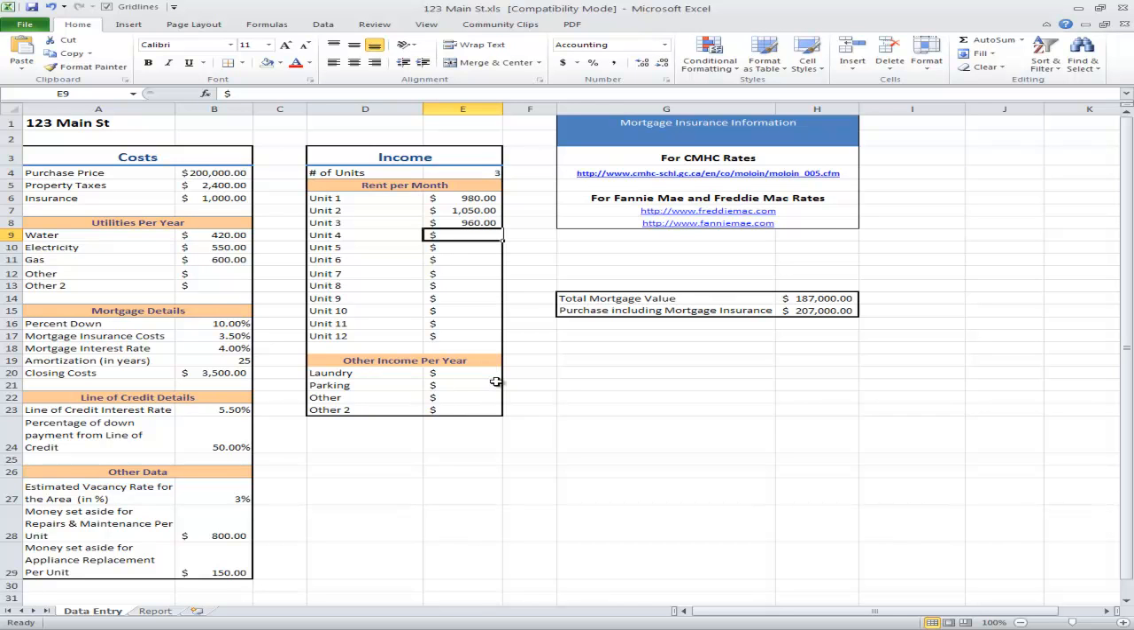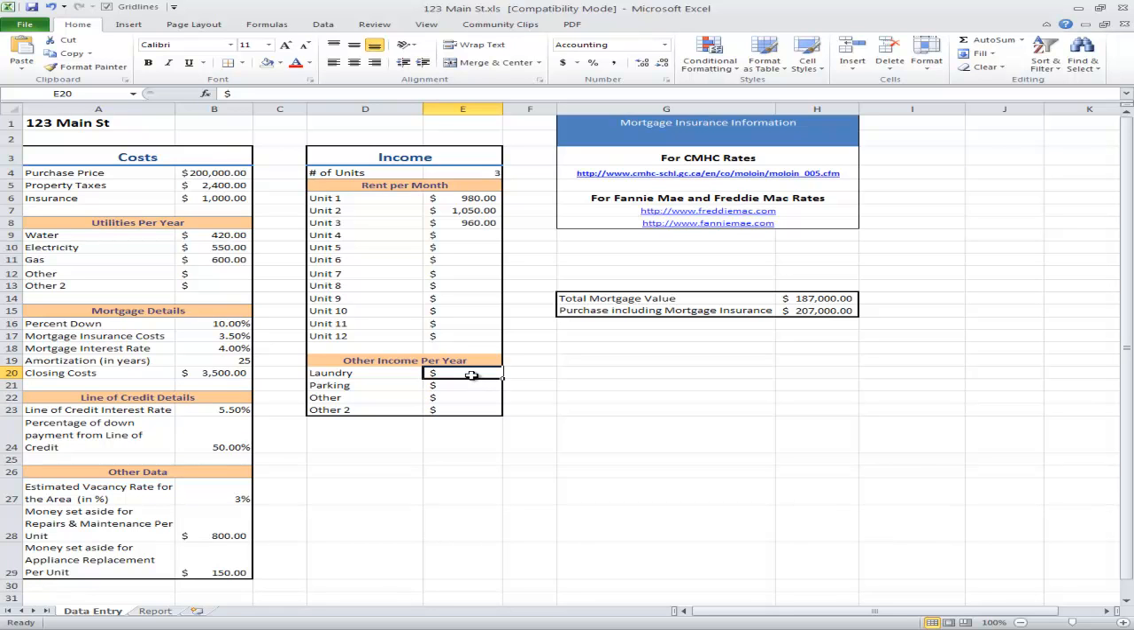Also, other income. There are other things that I might be making money off of. If I have a laundry service where they come and put their quarters in and pay for their laundry, I have some income from there. Some buildings charge extra for parking, so we have that accounted for here. And there are two other spots, if there's something I've missed, like vending. Some apartment blocks will have vending machines that you'll make some money off of, things like that. So you could throw the estimated numbers into there.